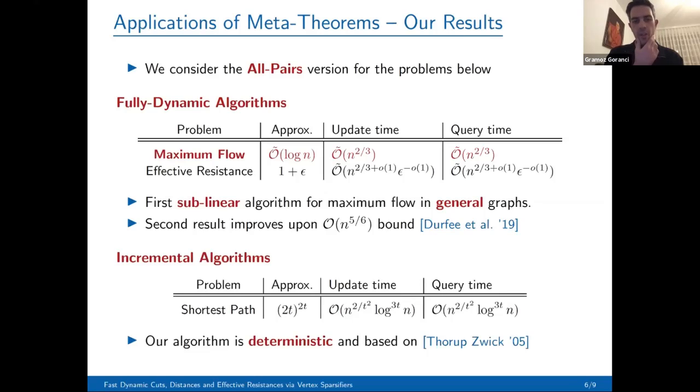And for incremental algorithms, where I'm allowed only edge insertions, we can, for example, approximate all-pairs shortest path in undirected graphs with constant approximation, a very large constant approximation, but the update time is essentially a very small polynomial for both update and query time. And our algorithm is deterministic, so it doesn't use any assumption. It doesn't use an oblivious adversary or anything, and is entirely deterministic. It is based on the Thorup-Zwick distance oracle.